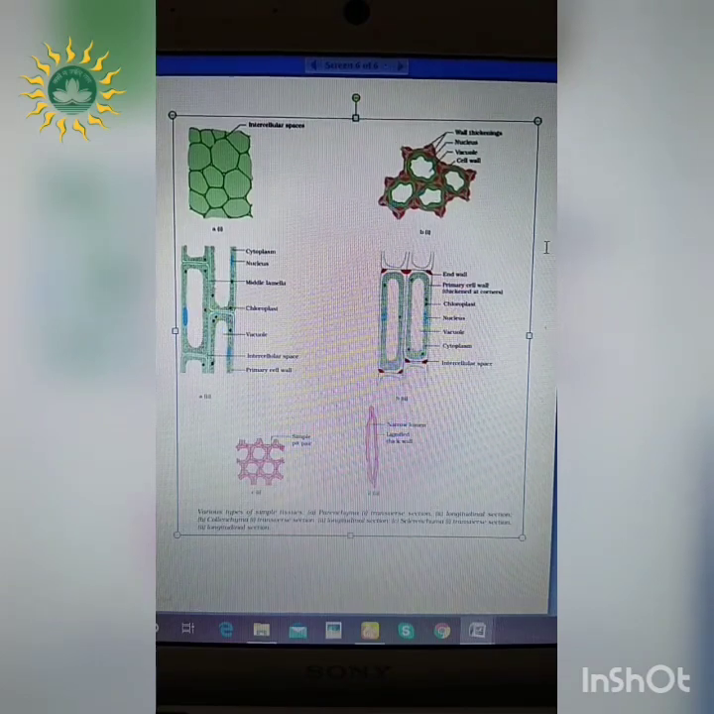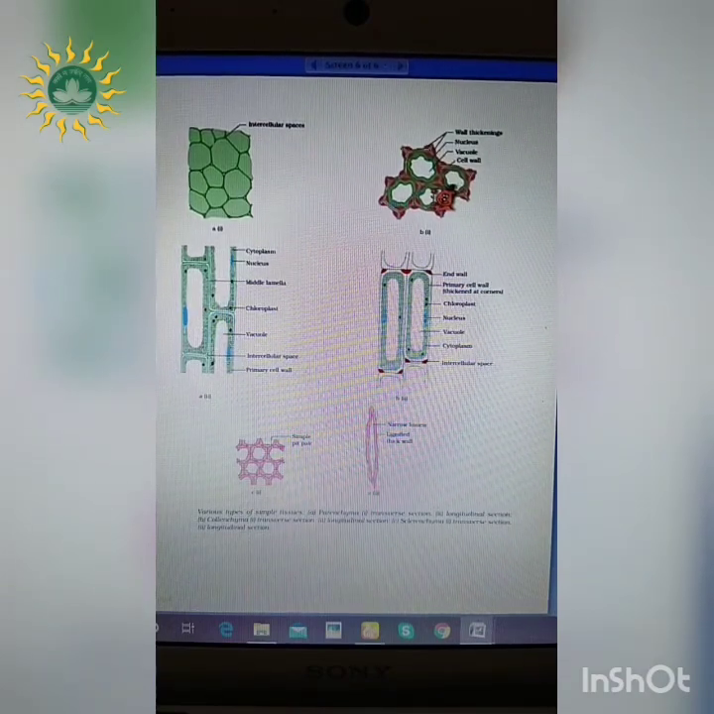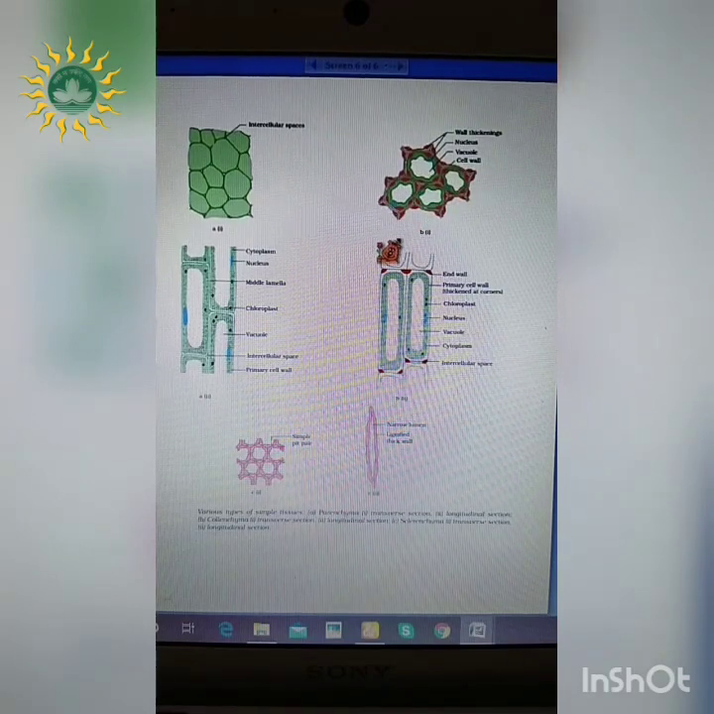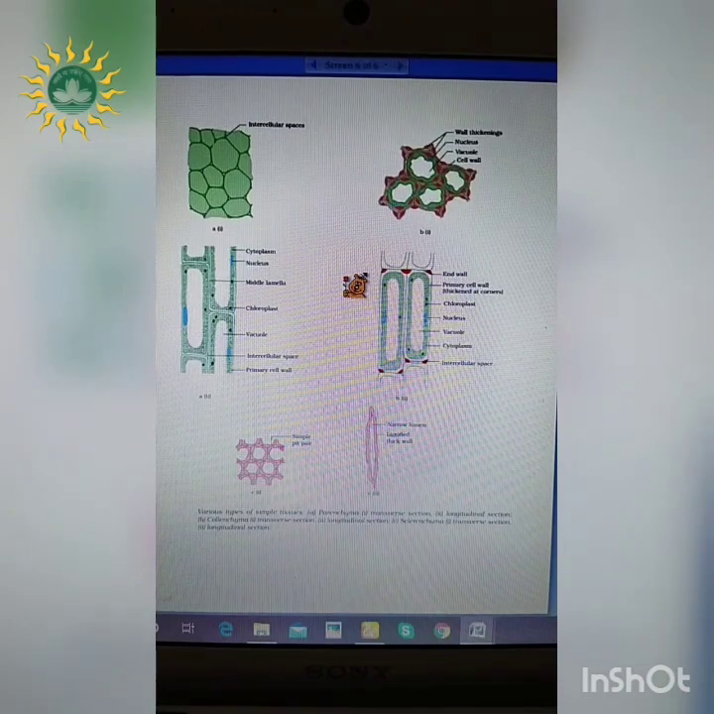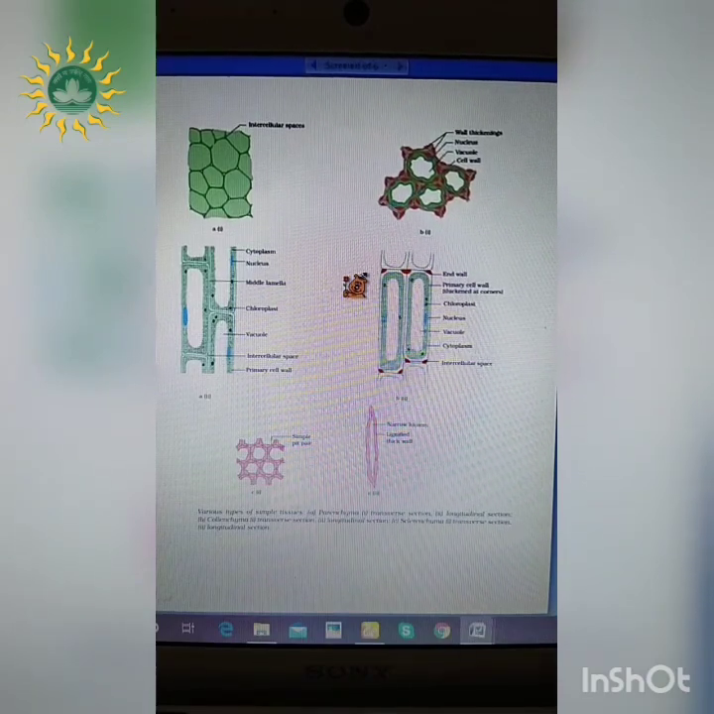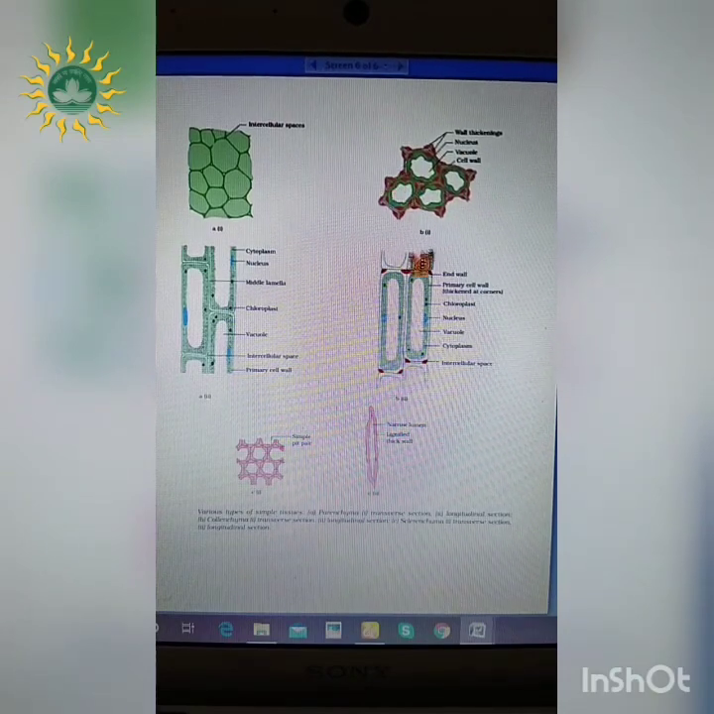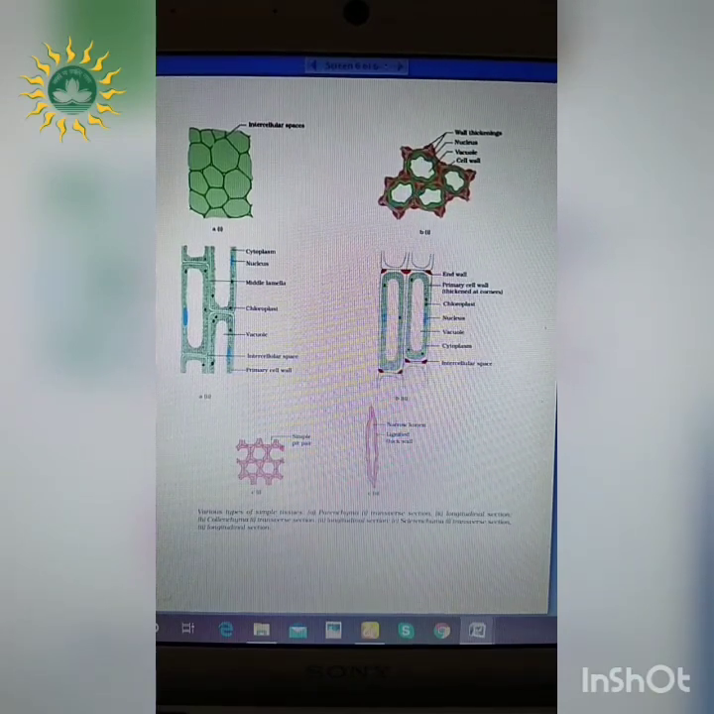Next, coming to collenchyma, if you see this collenchyma, they have thickenings at the corners of their walls, right? So they have thickenings at the cell walls, right? And the nucleus is definitely present along with the vacuole, and the cell wall is also present.